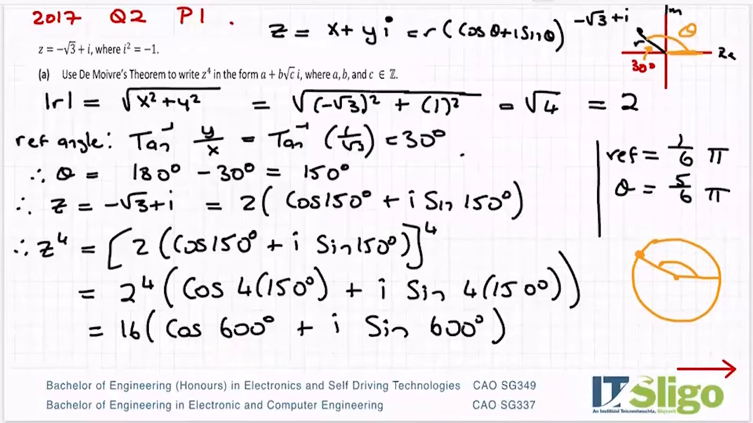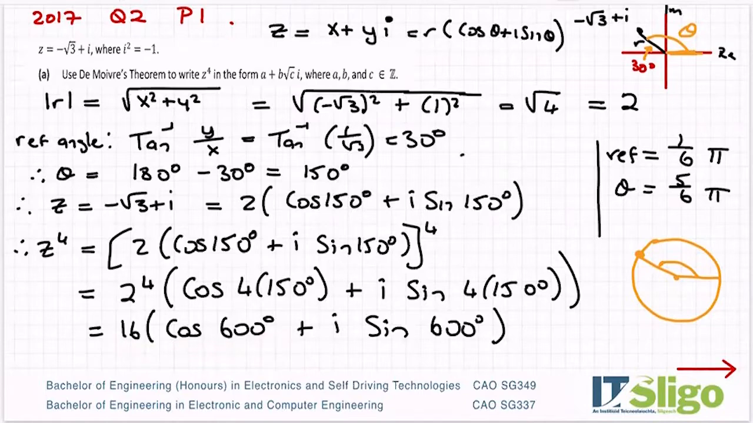Now, it doesn't particularly matter in this question because you were asked to give your answer back in rectangular mode, or Cartesian mode, which is this one. So it doesn't really matter whether you leave it as 600 or you convert it back and take out the full cycles. So leaving it as 600 degrees, because I think it's how most people would do it, I'm putting into my calculator 16 times cos 600.